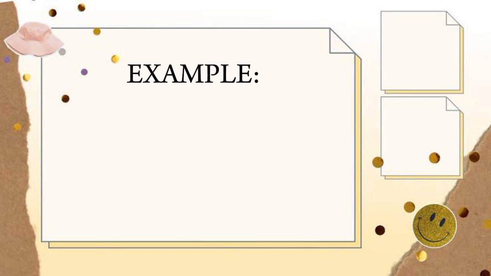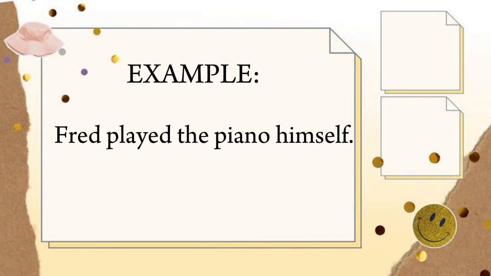For example, Fred played the piano himself. As you can see, the subject of the sentence is Fred, and the object of the verb is piano. Himself is not the object, meaning Fred did not play himself. It's the piano. So the pronoun himself is only used to emphasize that it is a remarkable thing that it was Fred who played the piano and not someone else.